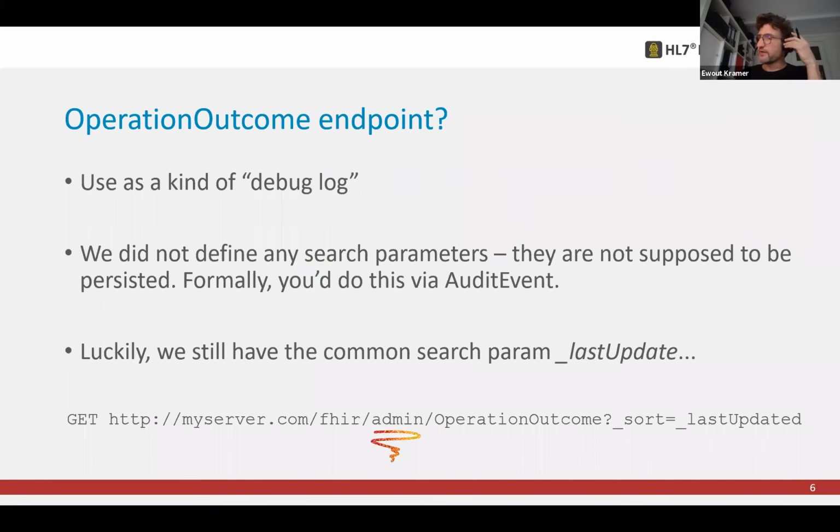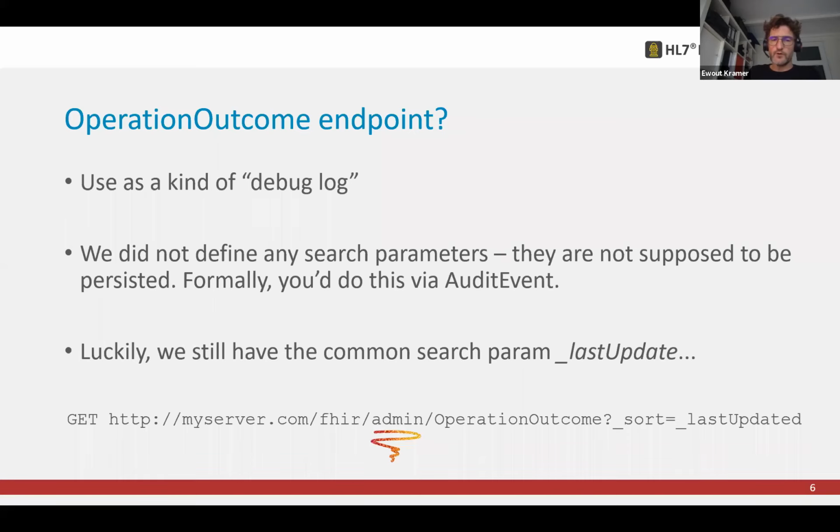Now, what could we do with operation outcome? The specification says that operation outcomes aren't actually there to be stored. So they are supposed to be transient and to be thrown away after you've communicated them. Still, I think it would be interesting if you had some kind of, see here, on the bottom, I simulated something like an admin endpoint. You'll see that example a few more times in my slides, where you say, if you go to this endpoint and you are authenticated, you can actually access a few more functions than normal users would. And here might be an operation outcome endpoint where you could just go and do a get and then search on maybe recent operation outcomes, more or less like a debug log.